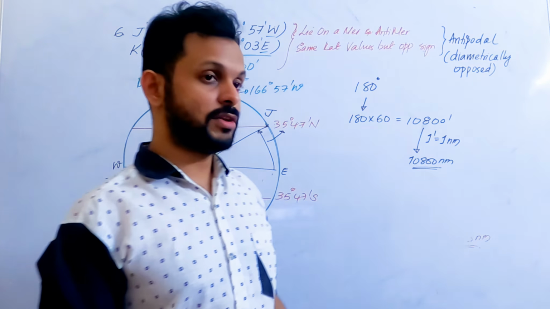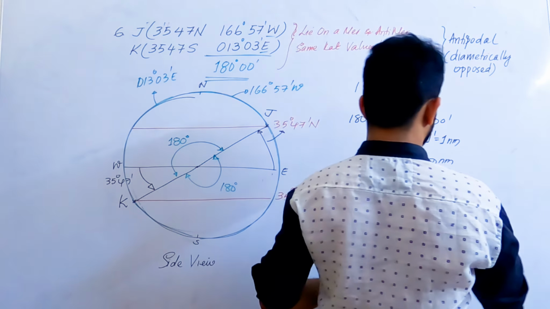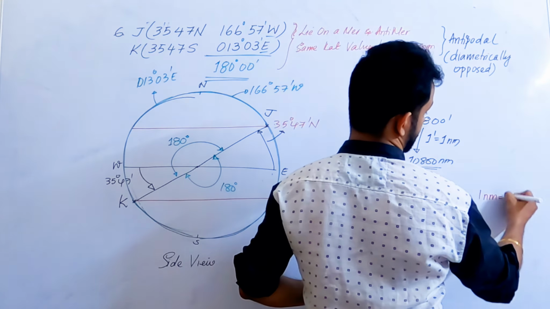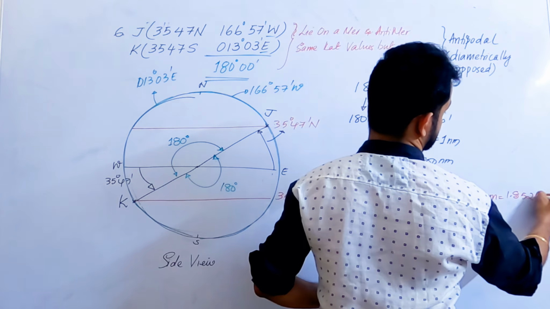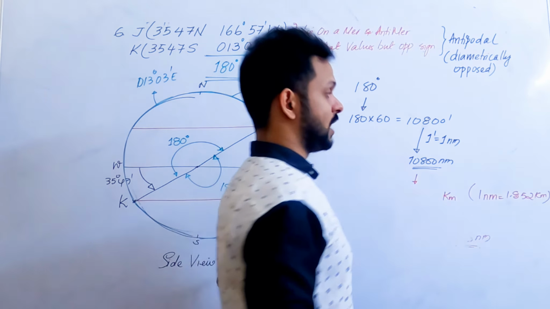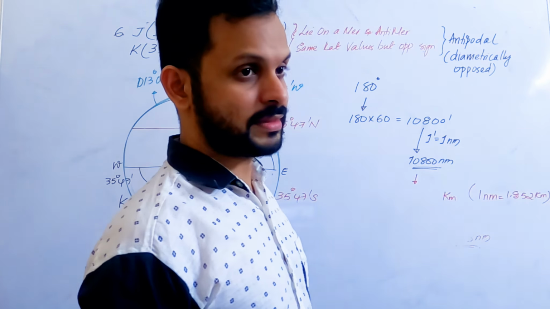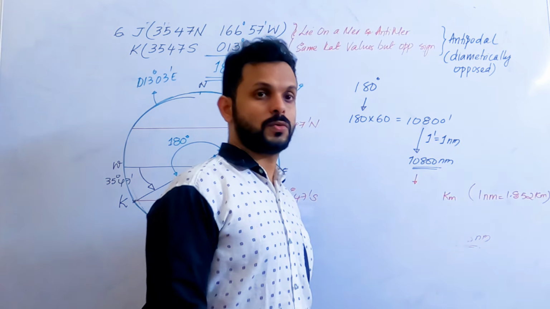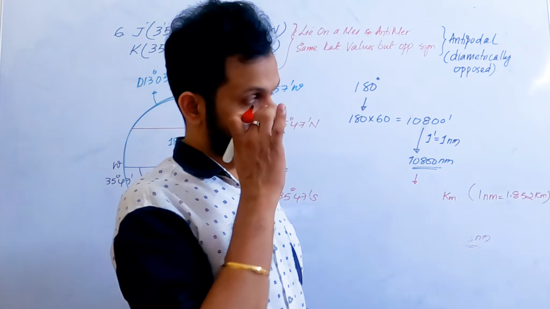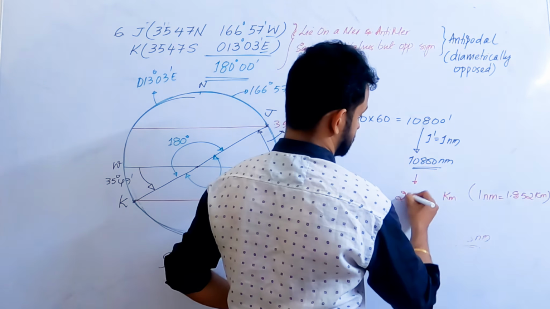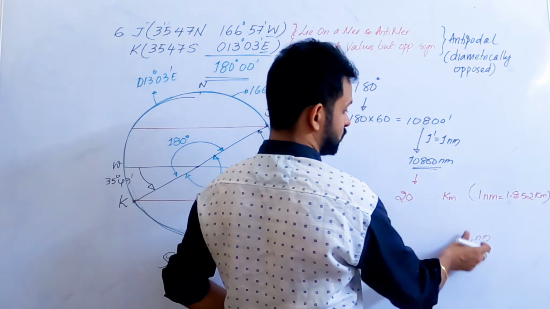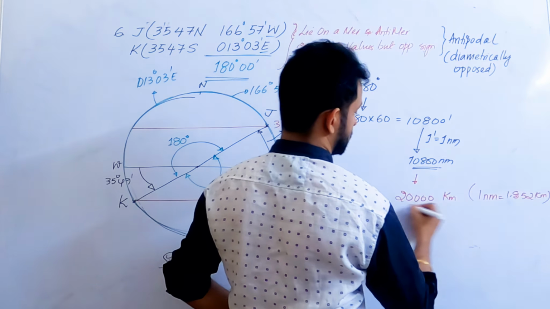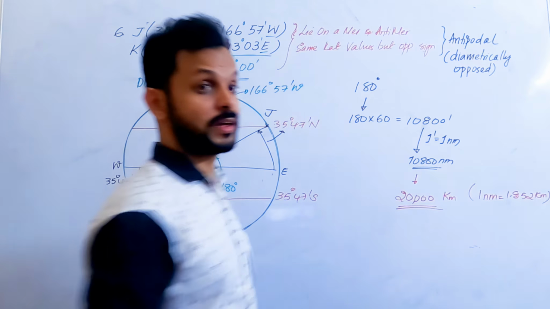What is the same value in kilometers? 1 nautical mile is equal to 1.852 kilometers, so multiply this by 1.852. We are expecting an answer that is almost double this value, though less than that. So find out 10,800 into 1.852. It's approximately 20,000, the actual value is 20,001, so 20,000 kilometers.